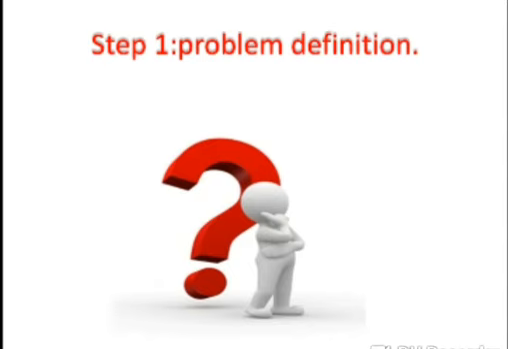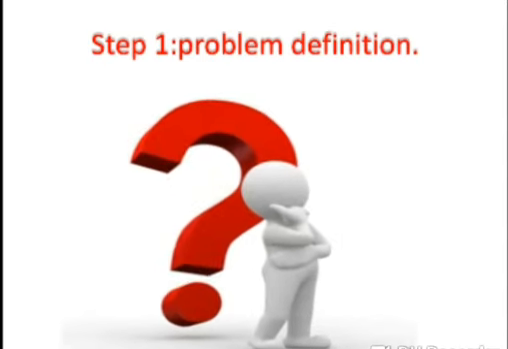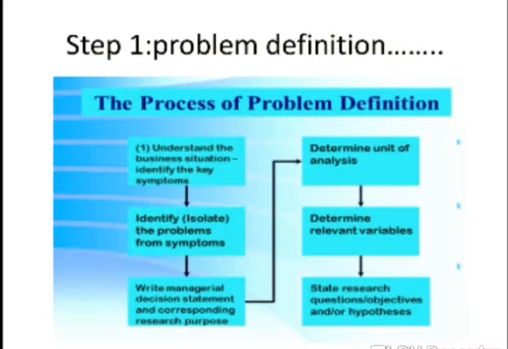Step 1, problem definition. The process of problem definition is as follows. First, the business situation is understood and identified. Identify or isolate the problems from symptoms. Then, write managerial decision statement and corresponding research purpose. Then, determine the unit of analysis. Further, determine relevant variables and finally state research questions, objectives and other hypotheses.